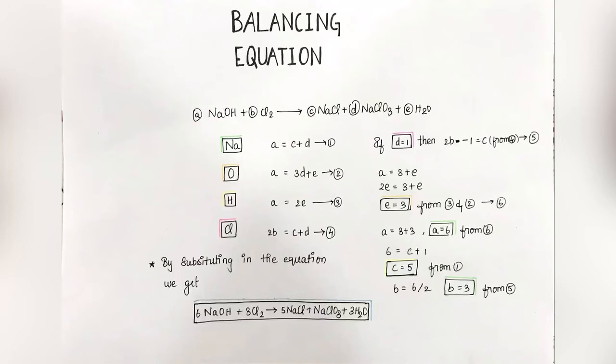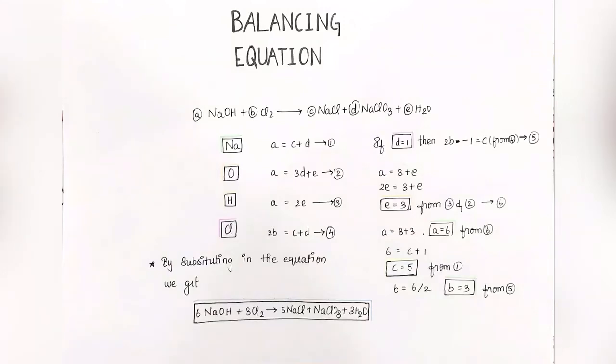And the next step is we have to list out the elements in the equation. So here there are 4 elements in the equation, that is sodium Na, oxygen O, hydrogen H and chlorine Cl. The next step is to calculate the atomicity on both the reactant side and product side and equate it for each element. For sodium, the atomicity on the reactant side is A and the atomicity on the product side is C plus D, which will be taken as equation 1.